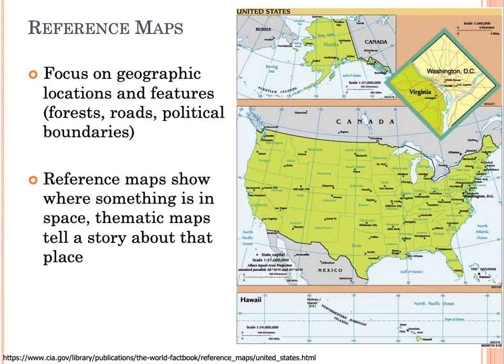So another type of maps are reference maps, and reference maps focus on geographic locations and features such as forests, roads, political boundaries. Reference maps show where something is in space, whereas thematic maps tell a story about that place. So again, we just went over thematic maps. Now we're going to be looking at reference maps. This is a reference map example.